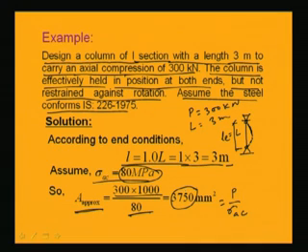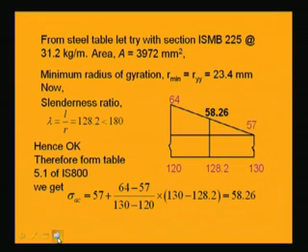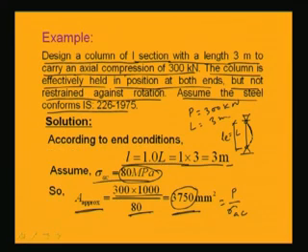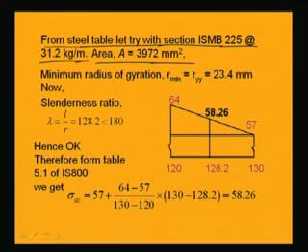So, the approximate area required to carry this much load is 3750 mm². With this we will try to find the appropriate section. From the steel table, let us try ISMB 225 of 31.2 kg per meter. For that particular section, the area is 3972 mm². We need an area of 3750 mm² and we have 3972 mm².